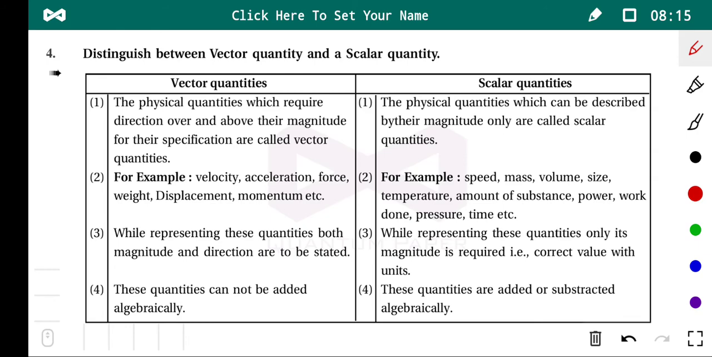Now, third, while representing this physical quantity, both magnitude and directions are to be stated. So when we describe it, we need directions and magnitude too. While representing this physical quantity, only magnitude is required. When we just write a magnitude, we understand it is a scalar quantity. But for a vector quantity, we have to write a magnitude and directions too. These quantities cannot be added algebraically.